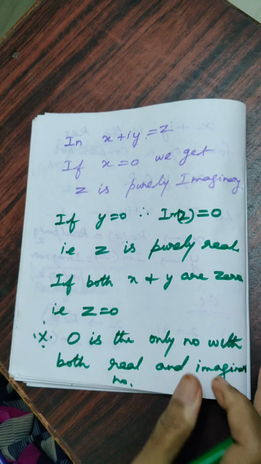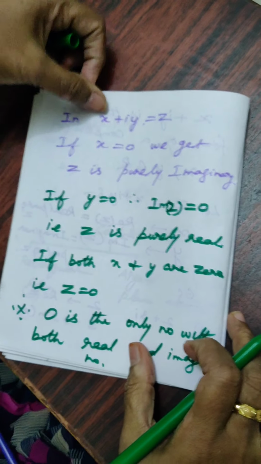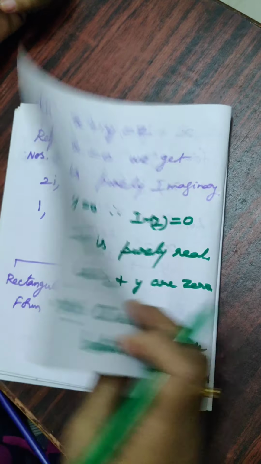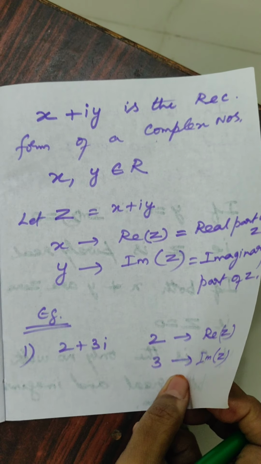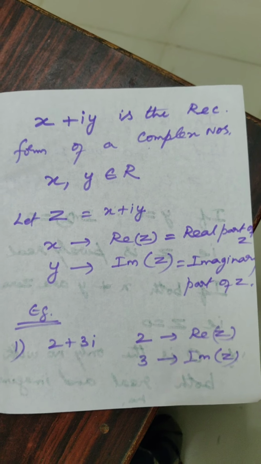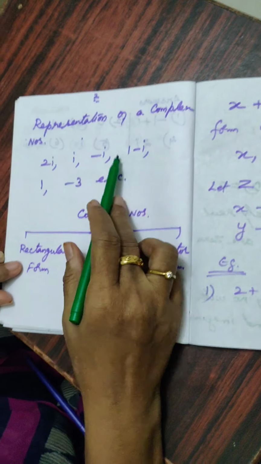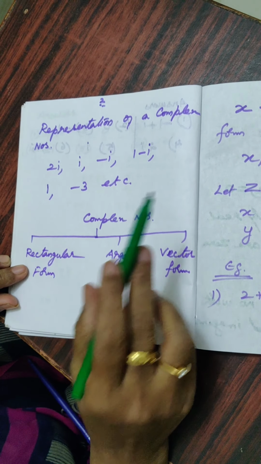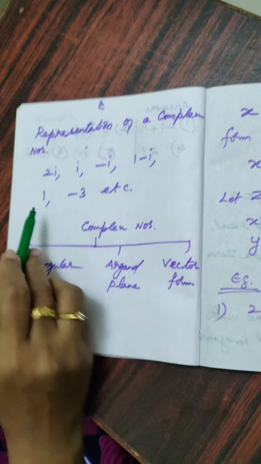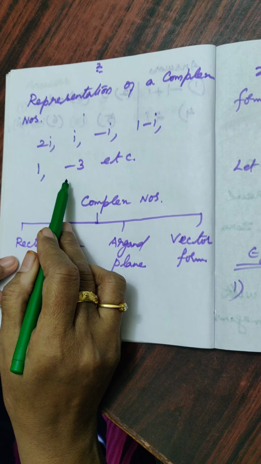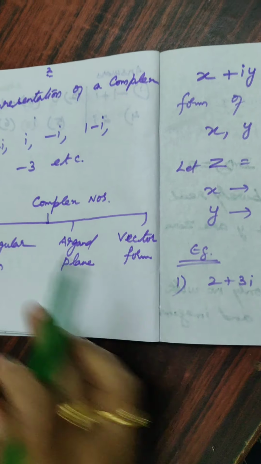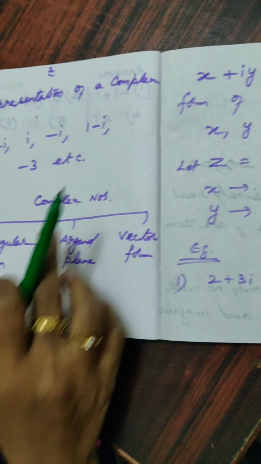So this is the way of representing a complex number, x plus iy. In the previous problem, 2i is purely imaginary, i is purely imaginary, minus i is purely imaginary. 1 minus i is a full complex number of the form x plus iy. 1 is purely real and minus 3 is purely real. Is it clear to all of you? So the first way of representing a complex number is rectangular form.